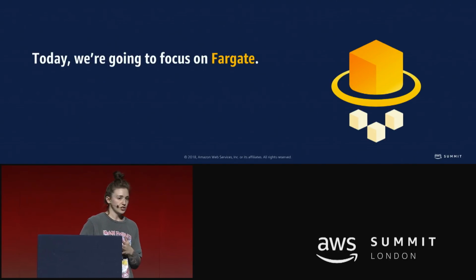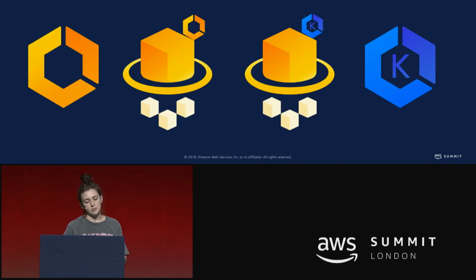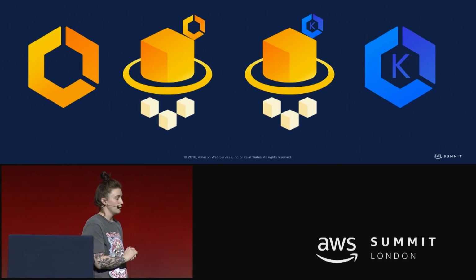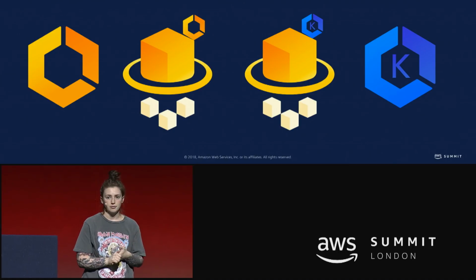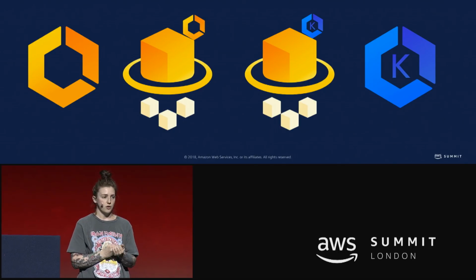So today we're going to focus on Fargate. Fargate is pretty much as close as you can get to what the people that asked me in between sessions today were asking for: containers on demand. Fargate's available in 4 regions now. It is US East 1, so Virginia.